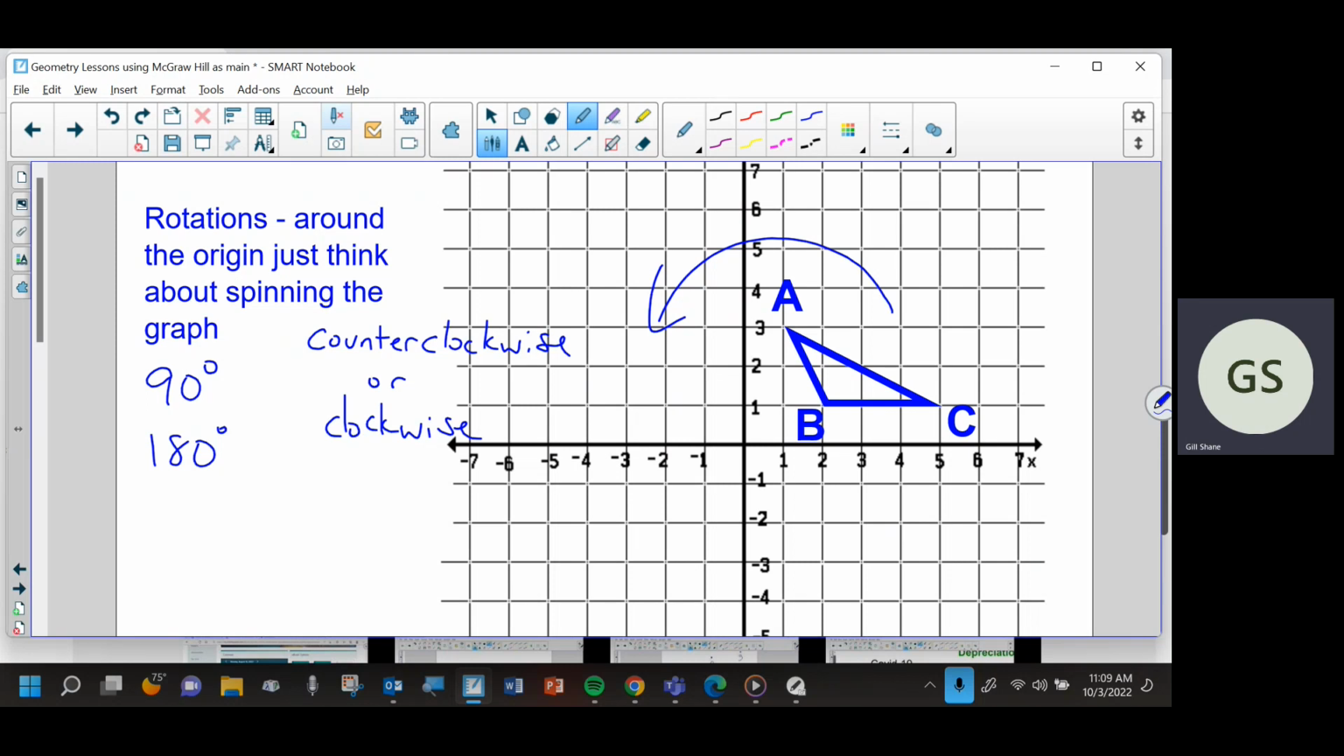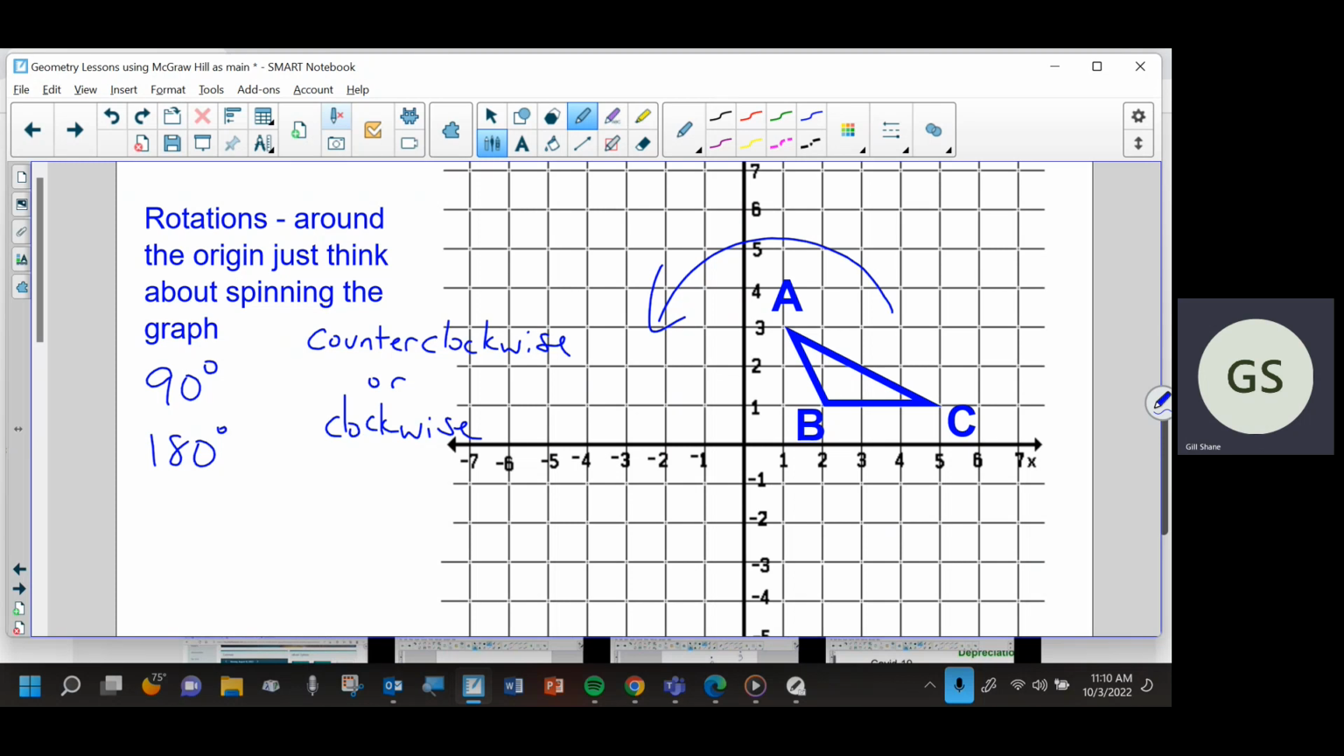If it starts here, counterclockwise is actually up. If it starts here, it's actually down. So you can't say left, right, up, or down. You have to imagine the direction that hand is going. And then again, if it's clockwise, you go that same direction. If it's counterclockwise, you go the opposite direction.